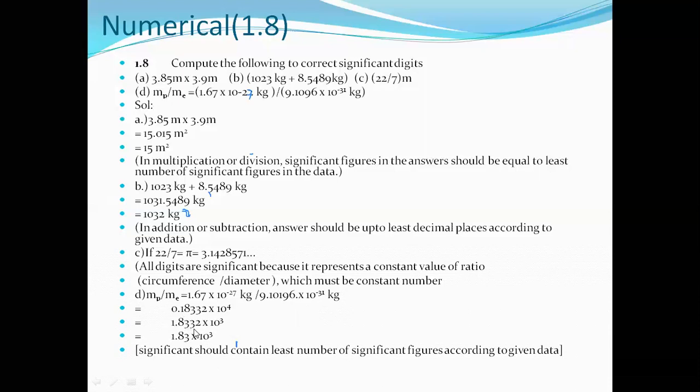So for the significant value, the answer should contain at least the number of significant figures according to the given data, which is up to 2 digits. Because one of them has 2 digits, we are writing the answer in 2 digits as well, so it will be 1.83 into 10 to the power 3. This is the ratio between the mass of a proton and the mass of an electron.